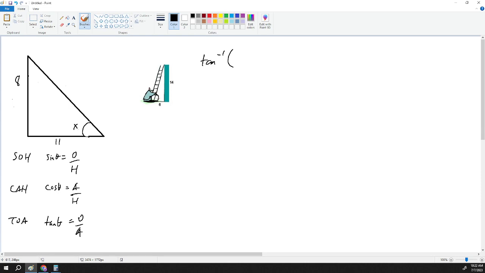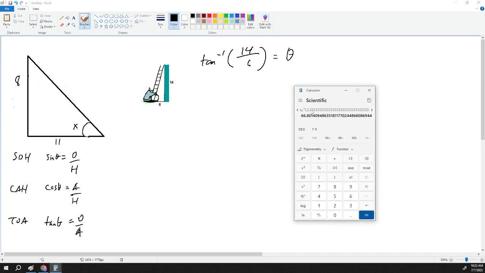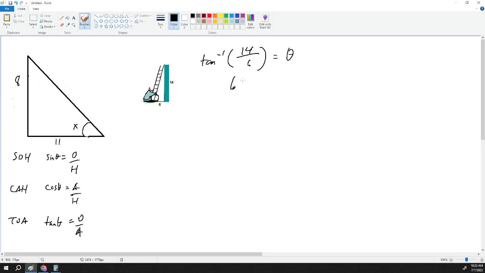If I want to get the angle for the ground, our opposite is 14. Our adjacent is 6. This will give my angle. So if we bring up our calculator, 14 divided by 6, and then arctan, or the inverse of tan, we get 66.8 degrees. That is my angle here.